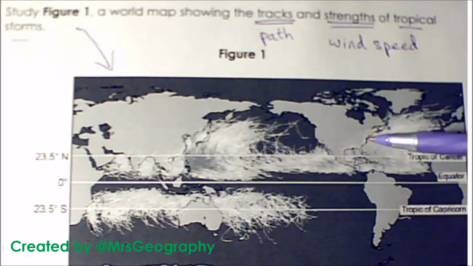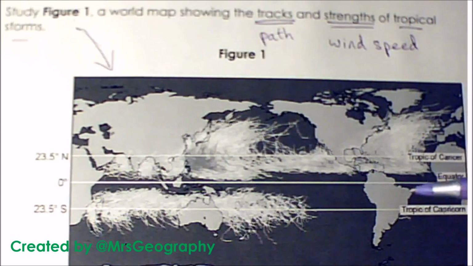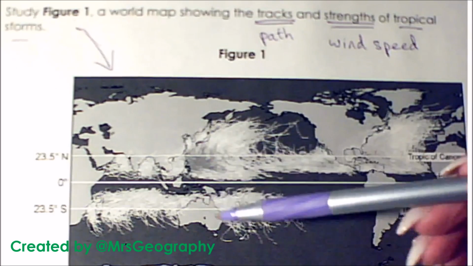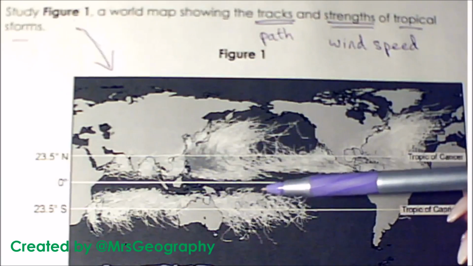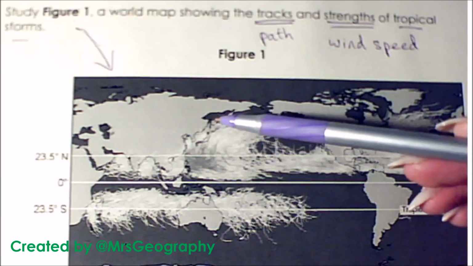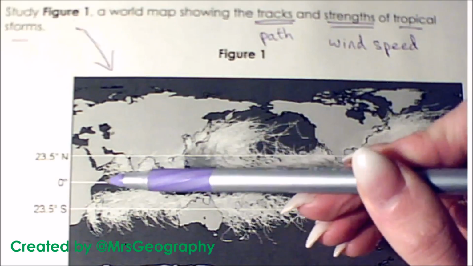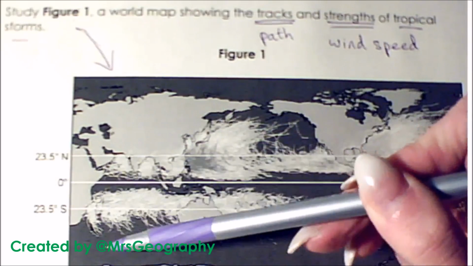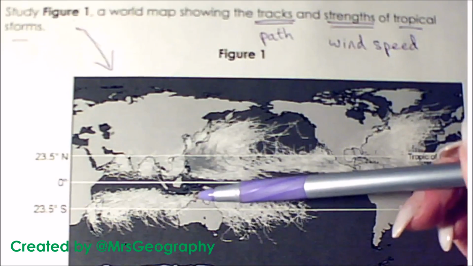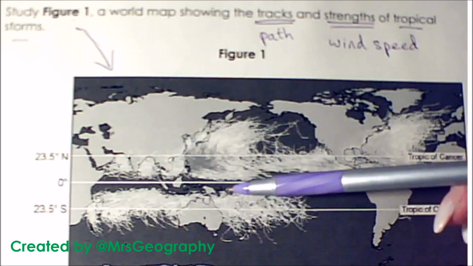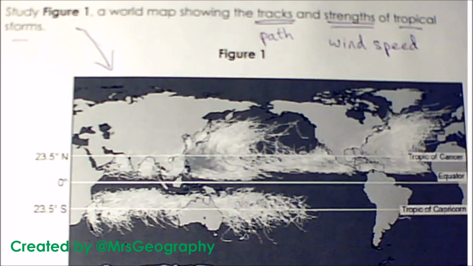Now there are 4 different names for tropical storms. In the Northern Atlantic and the Southern Atlantic, they are known as hurricanes. In the Pacific Ocean North, they are known as typhoons. And in the Southern Indian Ocean, they are known as cyclones. There's also a very special name for them in Australia, but I'm going to let you Google that one so you can figure that one out yourself.